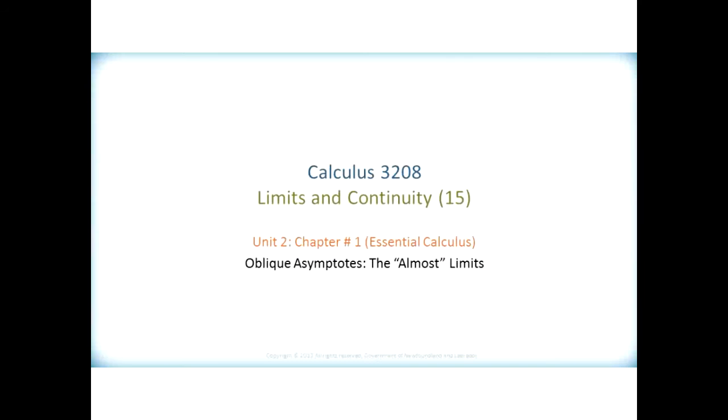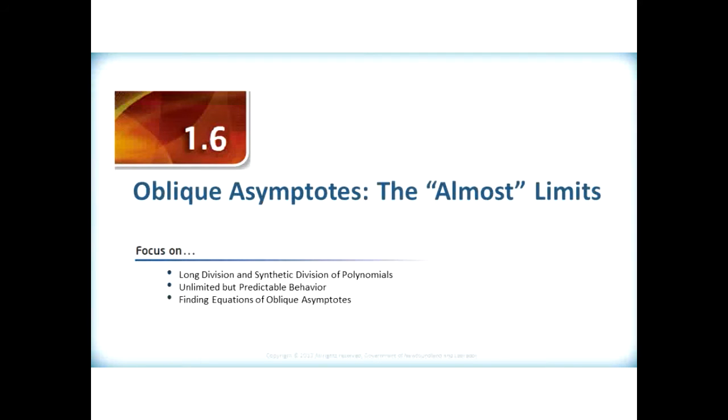So let's get down to the nuts and bolts here. We've got, first of all, 3 points we want to raise in this session. One is, how do we do long and synthetic division of polynomials? That's a topic that's also covered in your Math 3200 course, but it's very useful for us when we're finding oblique asymptotes. So we'll go through that quickly. And then we're going to look at what's called unlimited but predictable behavior.